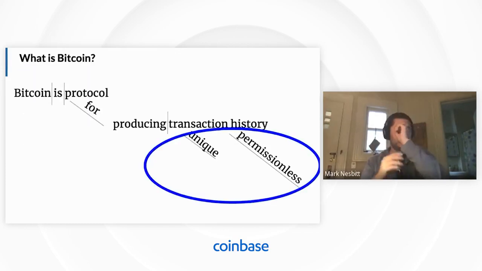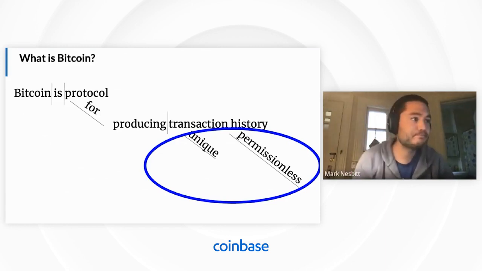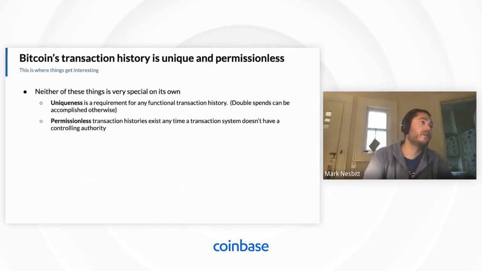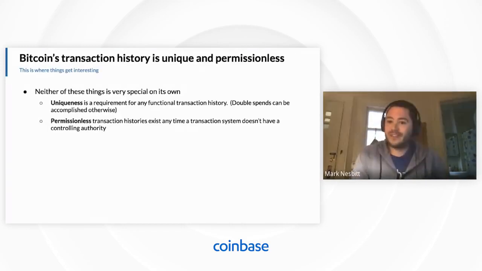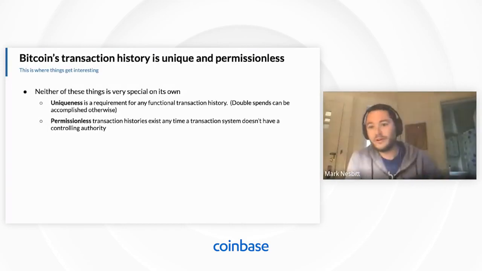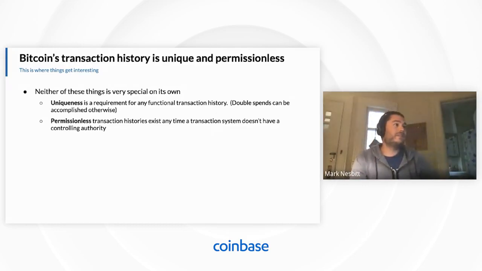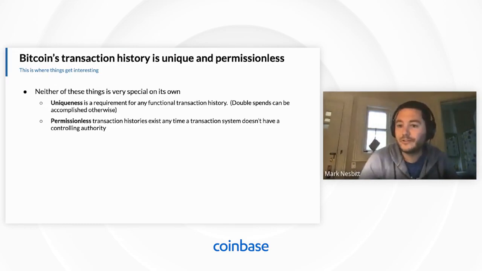Okay, so we talked about Bitcoin being a protocol. We talked about Bitcoin producing a protocol that produces a transaction history. This transaction history is unique and permissionless. This is where things get interesting. I mentioned protocols. Hopefully we understand what a transaction history is. But this is the juicy part. But what's interesting here is either of these things on its own isn't particularly special either.